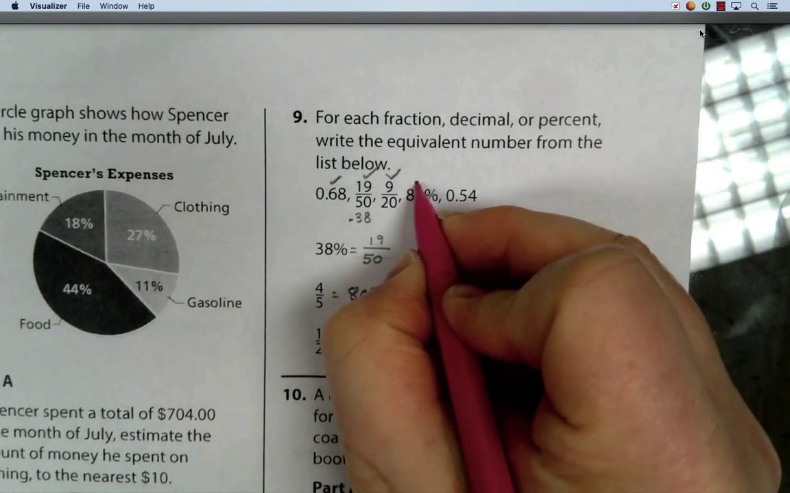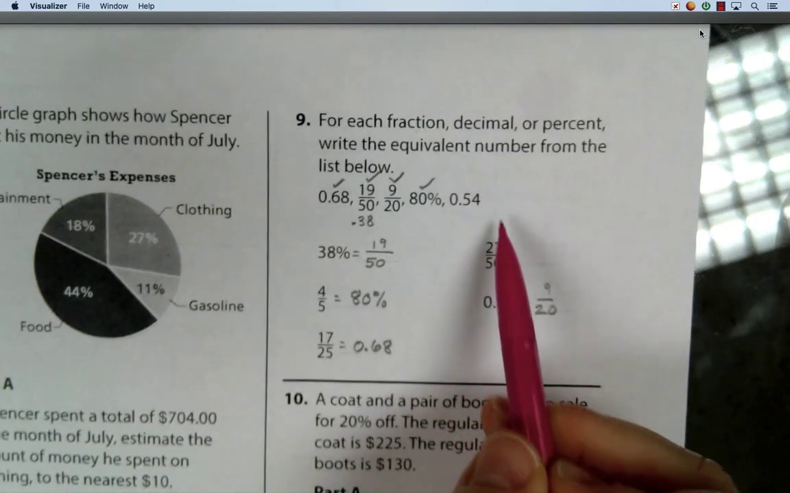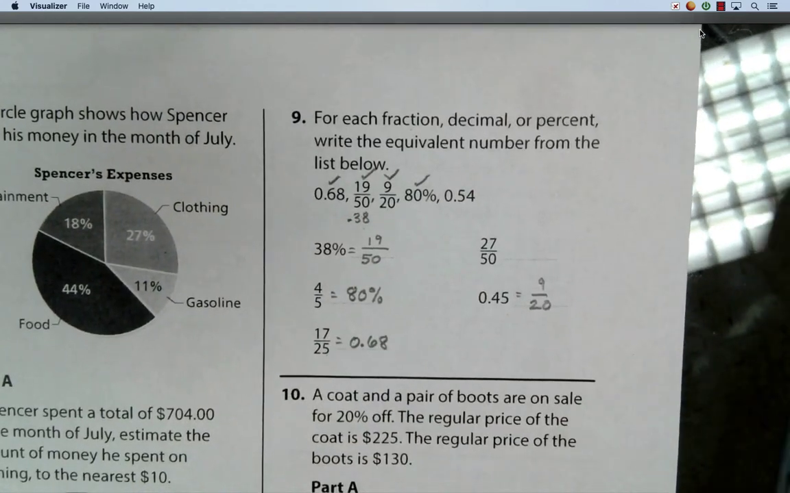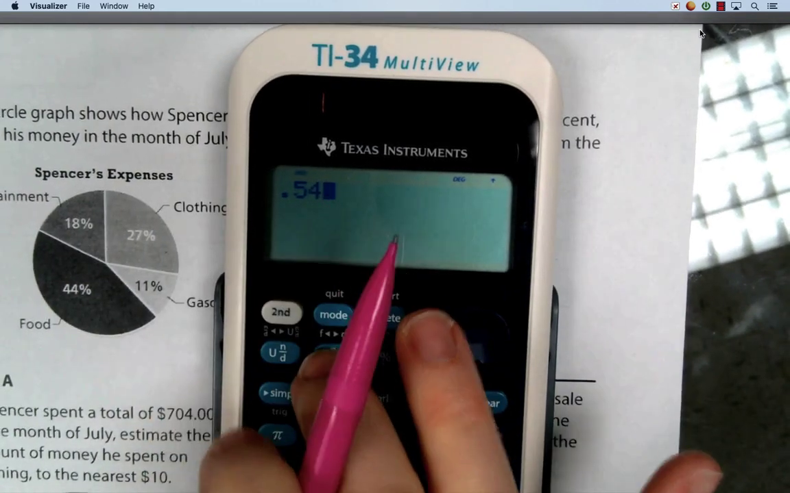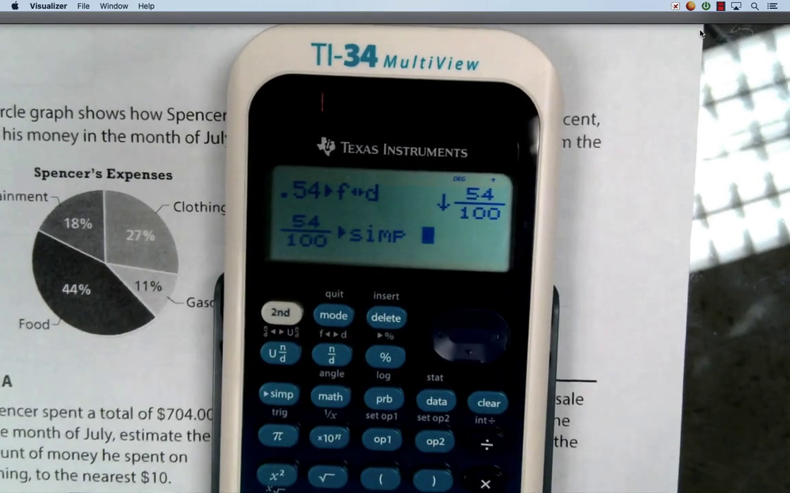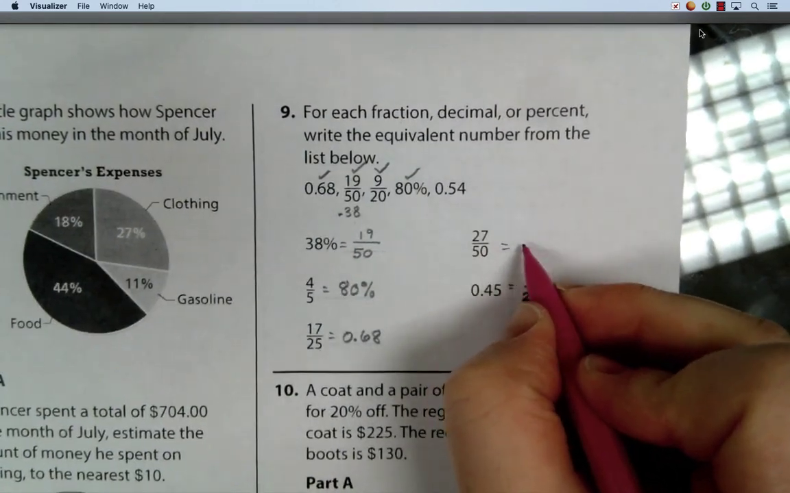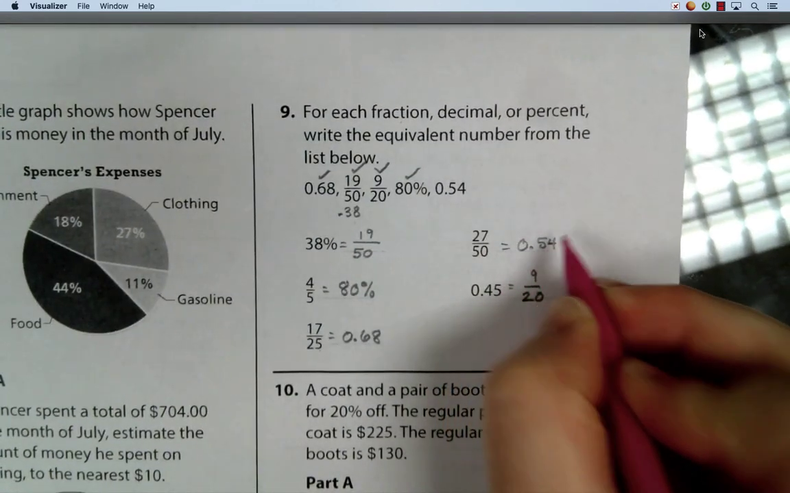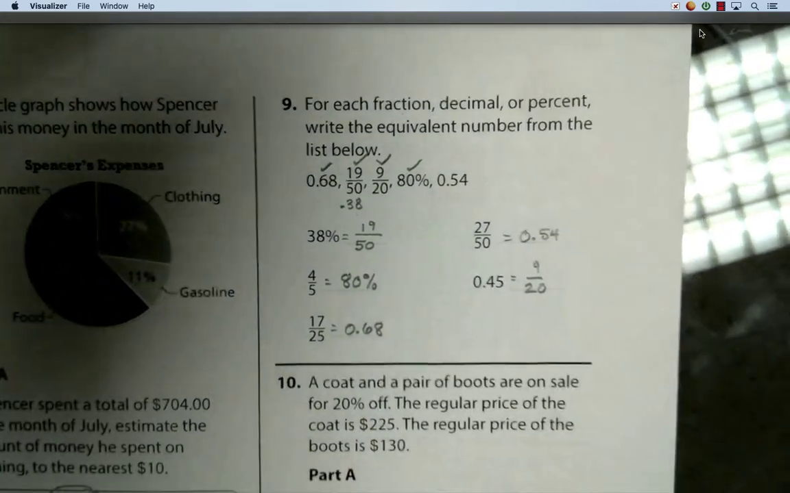So in this case, we'll say you're taking TCAP and you got to save time. Well, you've matched everything up but one, so that should be correct, right? But let's just try it. 0.54, fraction decimal, simplify, 27/50. There you go. So that should not be too bad. And again, we practiced this on our calculator and in our notebook.